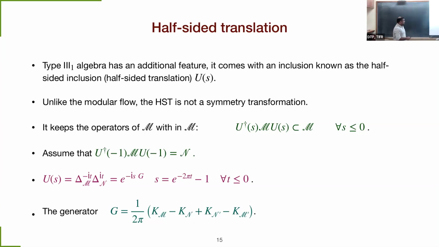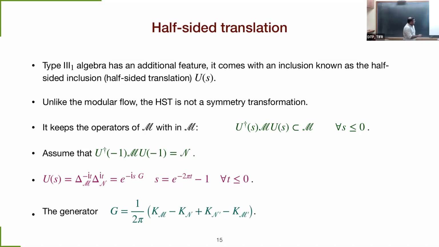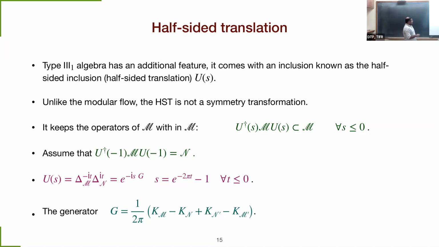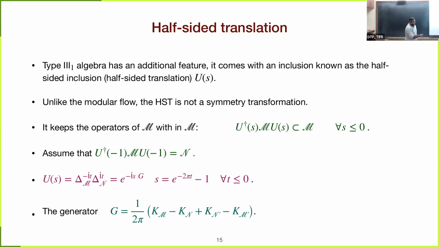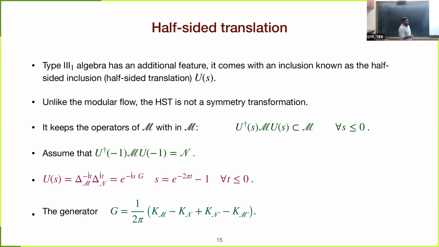Let's say for some value s equal to -1, the action gives you another subalgebra N. If you know that fact, then one can write down an explicit form for U(s). What you have to do is take the algebra M, compute its modular operator, take the subalgebra N you obtain from this operation, compute its modular Hamiltonian, then take this product. Delta_M is the modular operator, raise it to the power -it, multiply with Delta_N to the power it. Then what you obtain is a nice operator, e^{-isG}, where G is a positive operator, where the parameters s and t are related.